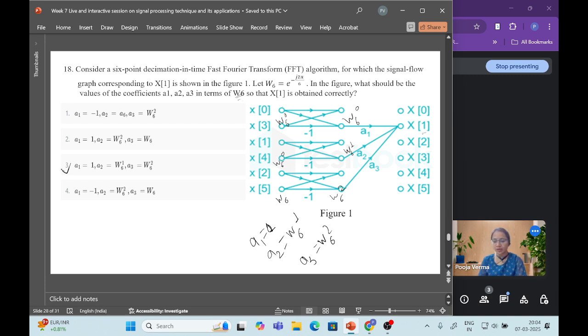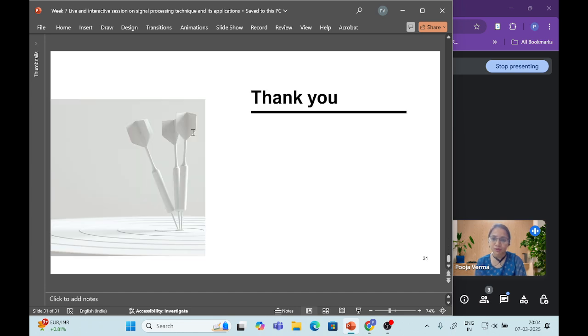I hope you have understood this question. Okay, so for today we have completed till this question. Does anyone have any doubt? They can ask. Otherwise, we can close the session. We will solve the next question in the next session because that is related to STFT and spectral diagram. Does anyone have any question?